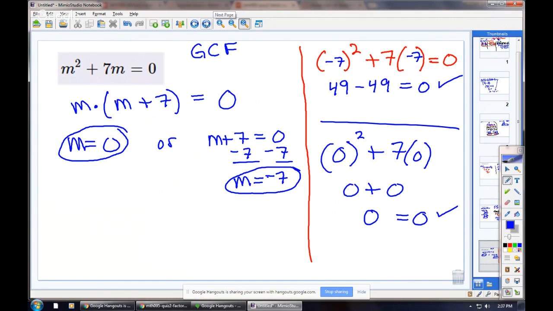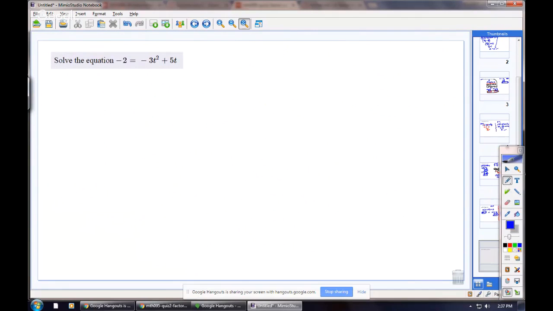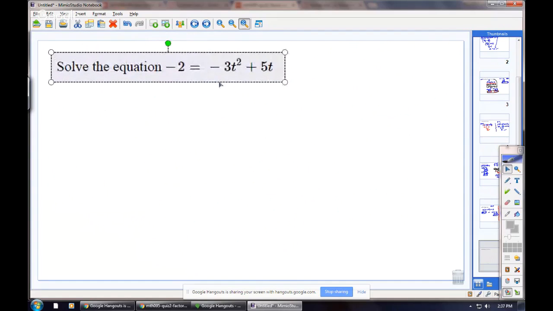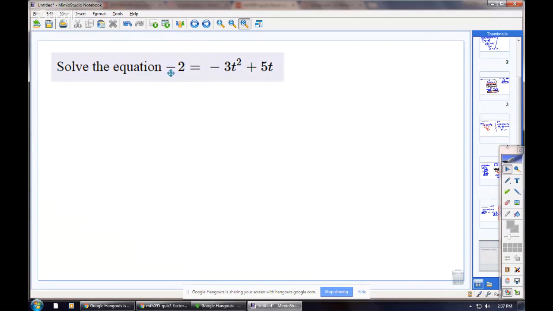All right, let's try one a little harder than what's on the quiz. So those were similar to the quiz questions. This is a problem in your homework, section 1.4. All right, so this one says -2 equals -3t squared plus 5t. So here I have stuff on each side of the equation. I don't have a 0 yet.